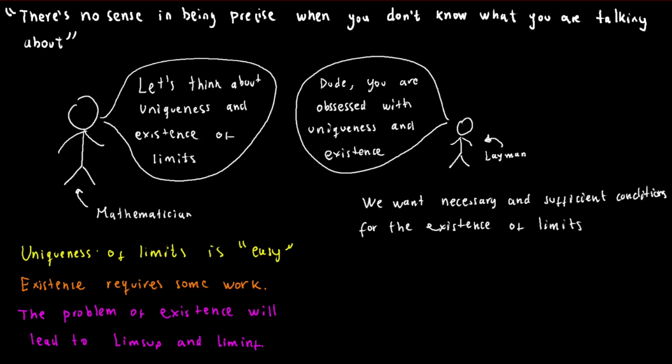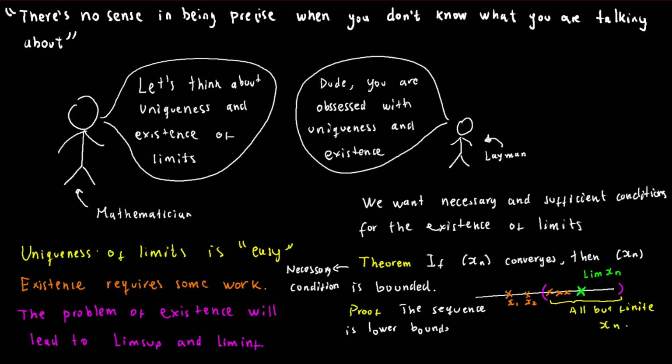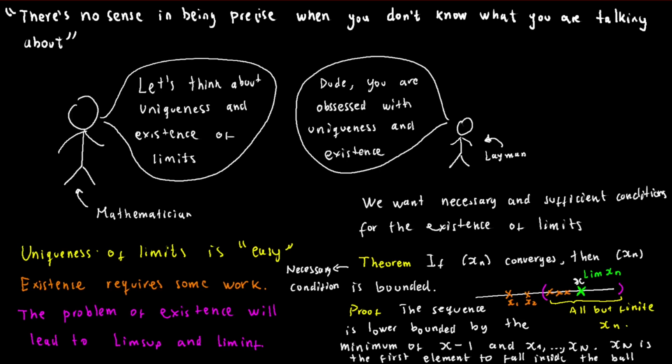Before we start searching for sufficient conditions for the existence of limits, let's review a necessary condition. The sequence must be bounded. This is easy to check because if x_n is a sequence converging to x, then almost all of the elements of the sequence must fall within a ball of radius 1 around x. This implies that the sequence must be lower bounded by the minimum of the values that lie outside of the ball and 1 minus x, and upper bounded by similar reasoning.